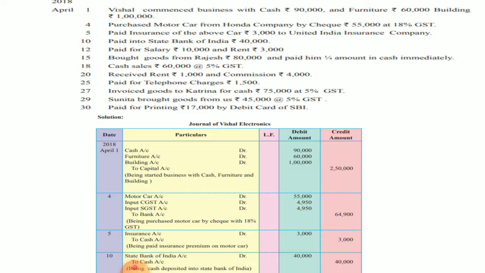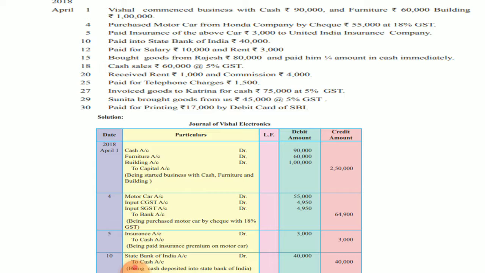Okay, then next, April 10, paid to State Bank of India rupees 40,000. So here we have paid the amount. So what will this be? State Bank of India account debit 40,000 to cash account 40,000, because the cash is getting deposited. So here what is happening? State Bank of India is the receiver and cash is going out of the business.